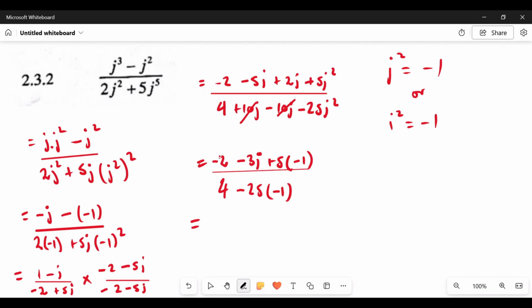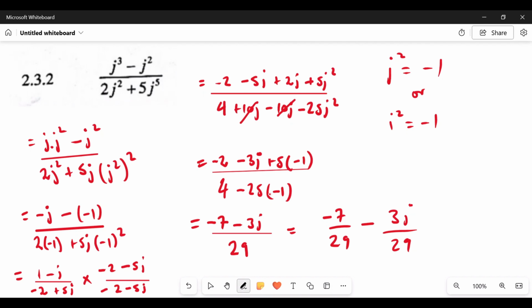If you look at the numerator, we have negative 2 and we have 5 multiplied by negative 1. That will give us negative 5. This is going to give us negative 7. There we go. Minus 3j, divide by... When you look at our numbers here, we have 4 minus 25 multiplied by negative 1. So this is going to give us 29. So all in all, our answer is going to be negative 7 over 29 minus 3j over 29. So this here, guys, is how you solve or simplify the following problem.